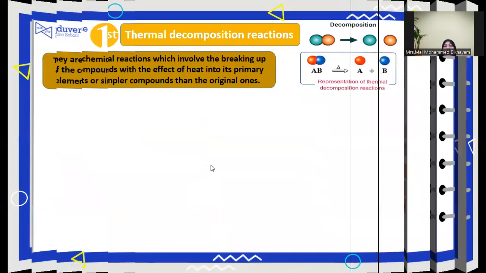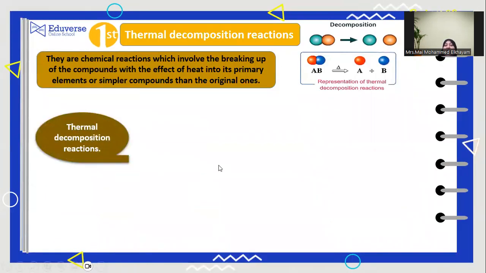Okay, so let's go. The thermal decomposition reactions are chemical reactions which involve the breaking up of compounds with the effect of heat into their primary elements or simpler components than the original ones. From its name, you can guess the meaning. Thermal means heat, while decomposition means dissociation or breaking up.